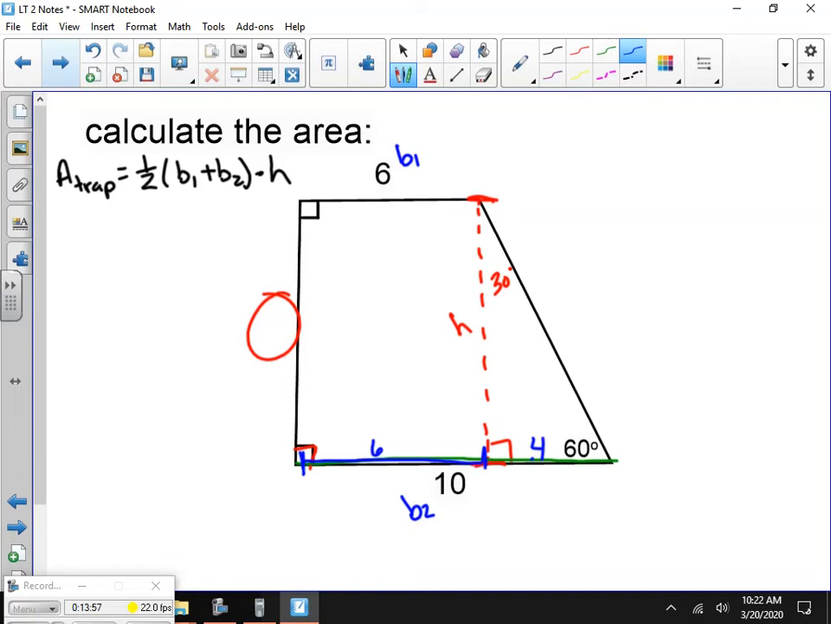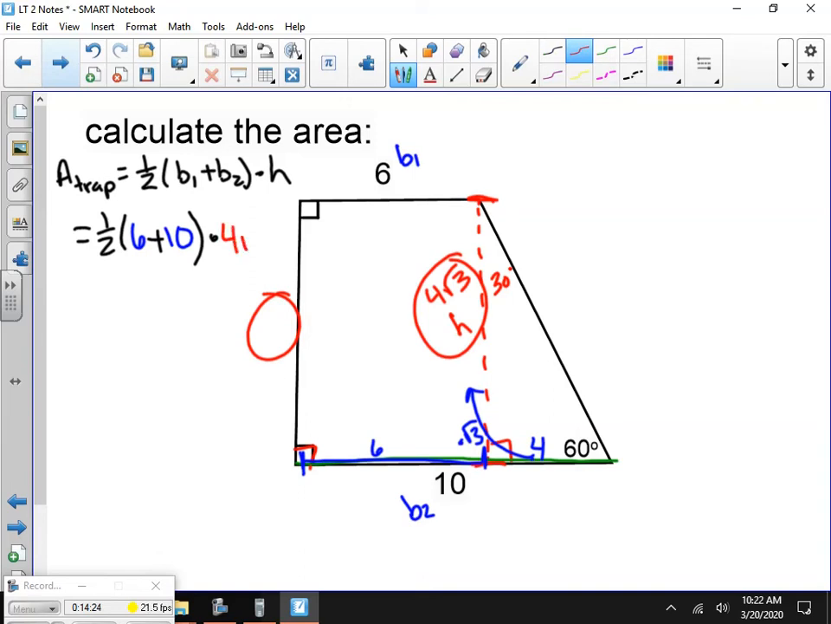So there's my height. All right, now I use my formula, 1/2 times base 1, which is 6, plus base 2, which is 10, times my height, which is 4 square root 3. I'm going to leave this in simplified radical form, but since we are talking area, you can give me a decimal as long as there's not pi in the problem. When I multiply the half, the 16, and the 4 together, I get 32, and then I have the square root 3. They don't give me units, so I put units squared.